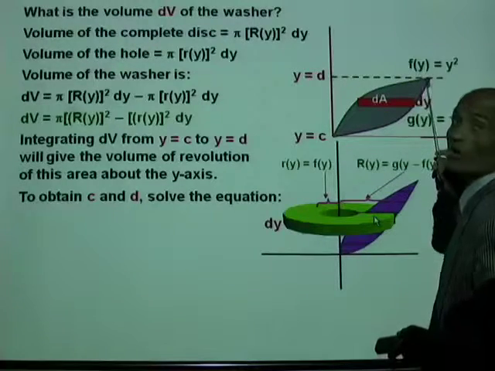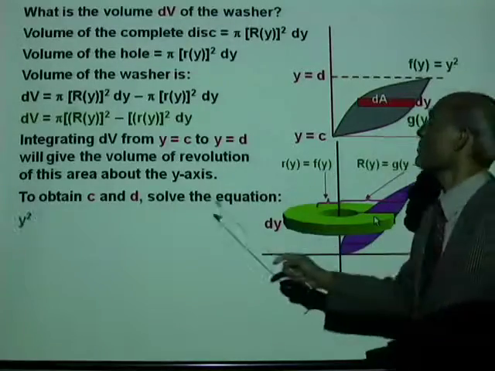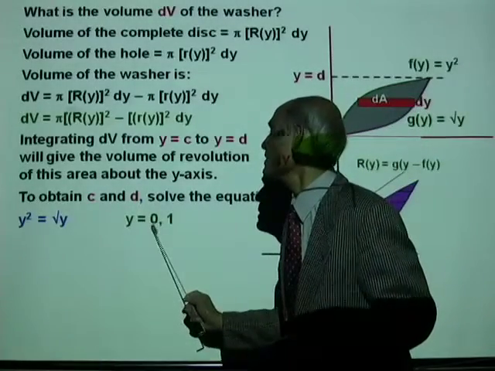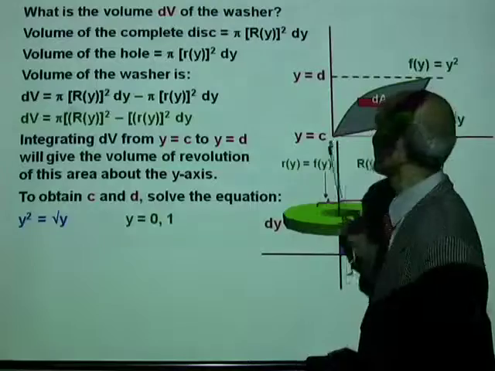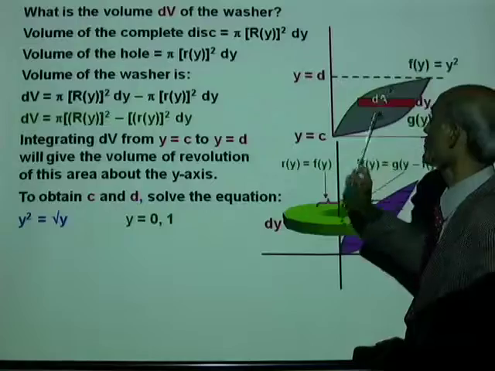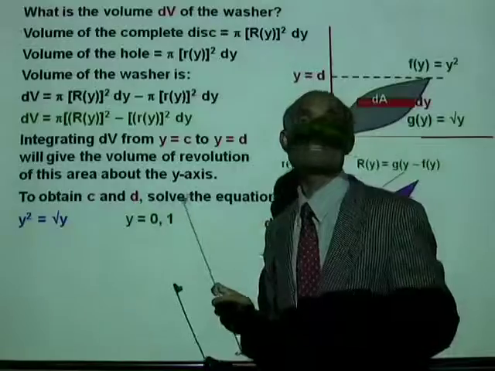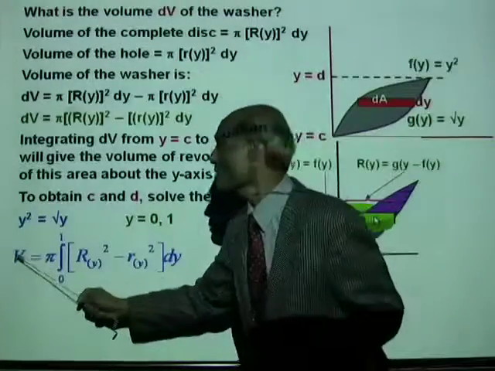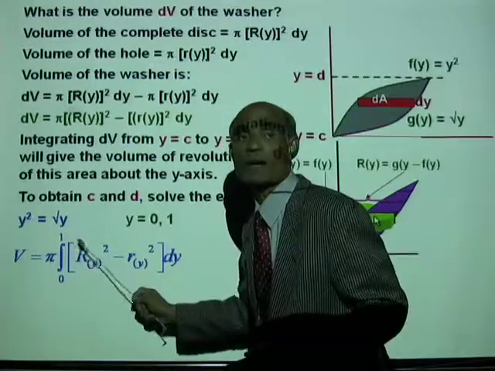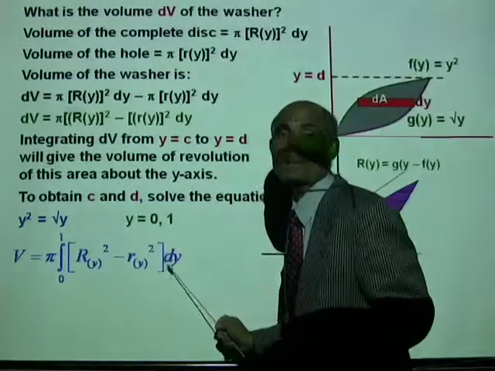The points of intersection occur where f of y equals g of y, or y squared equals square root of y. And that happens at y equal to 0 and y equal to 1. So this is one point of intersection and that is the other point of intersection. So your value of C is 0 and the value of D is 1. And so V equals pi times the integral from 0 to 1 of uppercase R squared minus lowercase r squared dy.